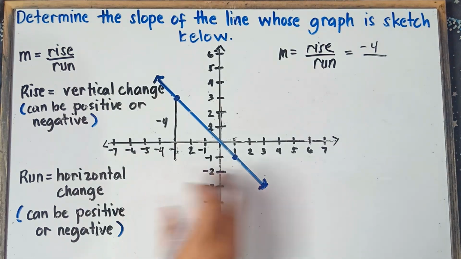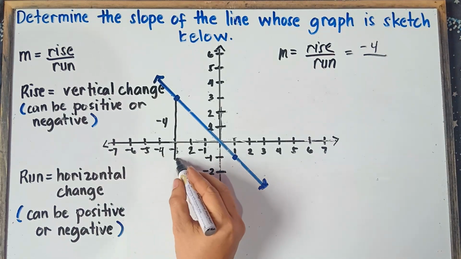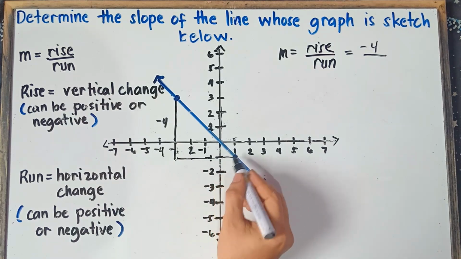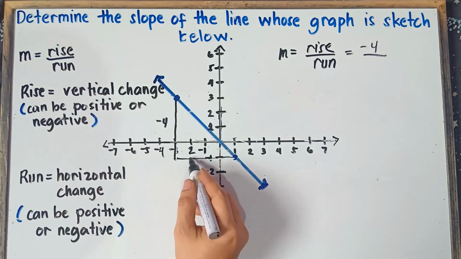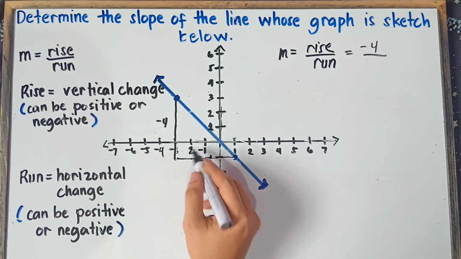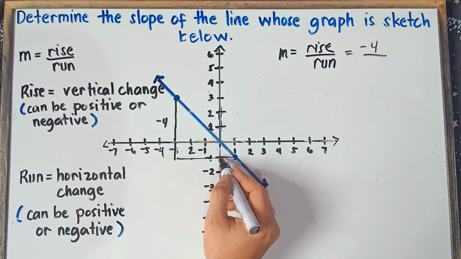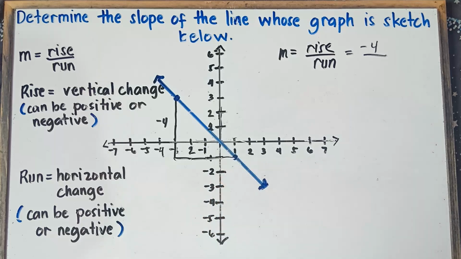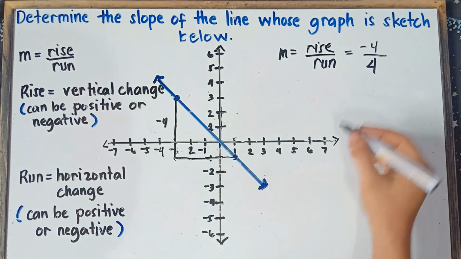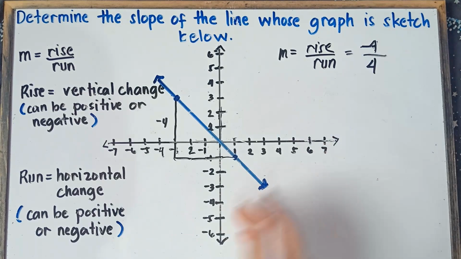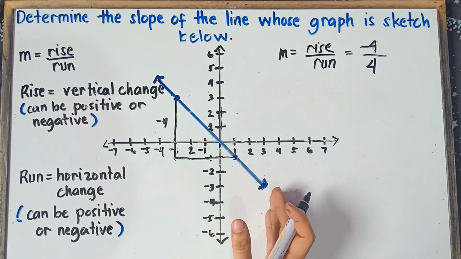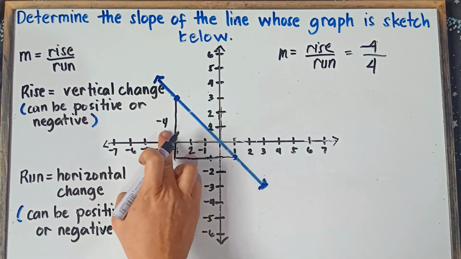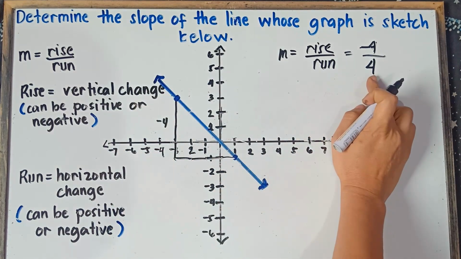Alright, and then our run going to the right. So we have 1, 2, 3, and then 4. So once again, 1, 2, 3, 4. So that would be positive 4. Question is, why is it positive 4? Because going to the right, class. Once again, vertical change, going downwards, that would be negative 4. And then going to the right, that would be positive 4.